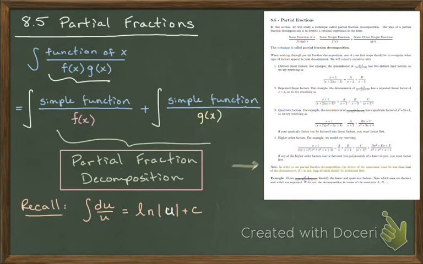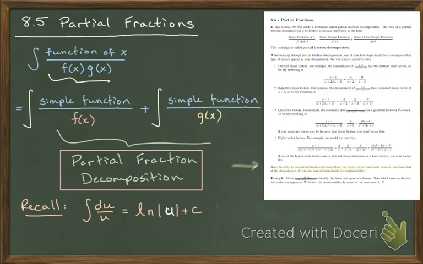In order for this decomposition to work, the degree of the numerator must be less than the degree of the denominator. If the degree of the numerator and denominator are the same, or if the degree of the numerator is larger than the degree of the denominator, you're probably looking for some long division. Long division will break things down and hopefully make things easier to integrate.